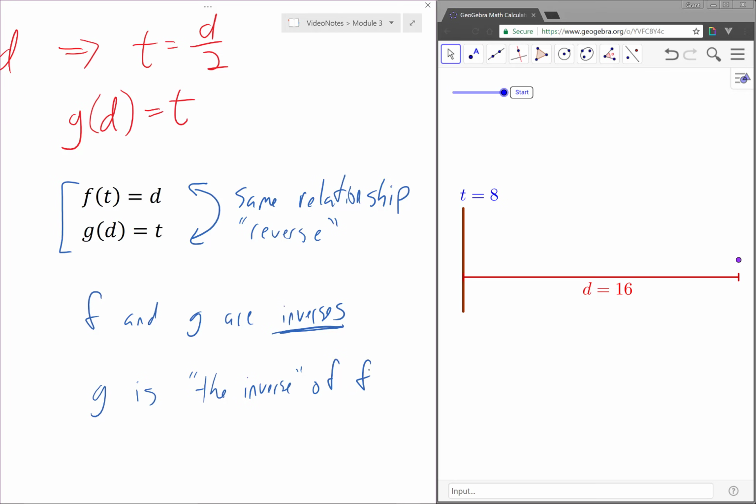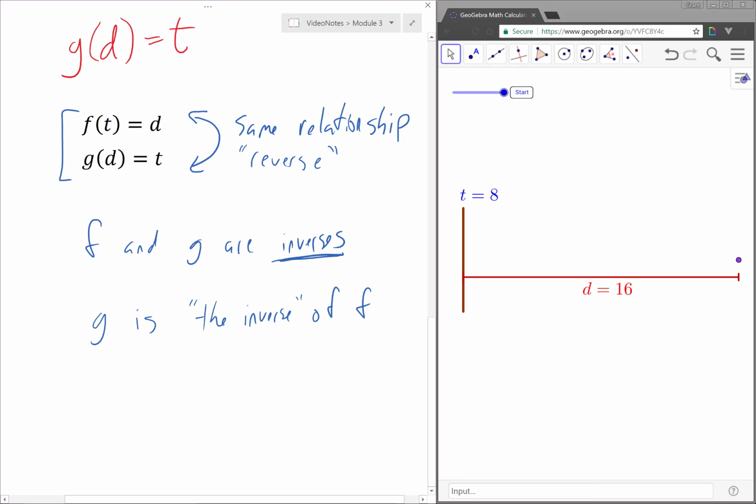This is the idea we will be looking at in this investigation, and we will also introduce a new notation to represent this idea. Since g is the inverse of f, instead of writing the function g, it'll be common to write f inverse of d equals t. So instead of writing g of d equals t, we might actually write this right here. So we're just renaming the function as f superscript minus 1 instead of g. And this is a little more precise since it tells us that the function we are looking at the inverse of is f.